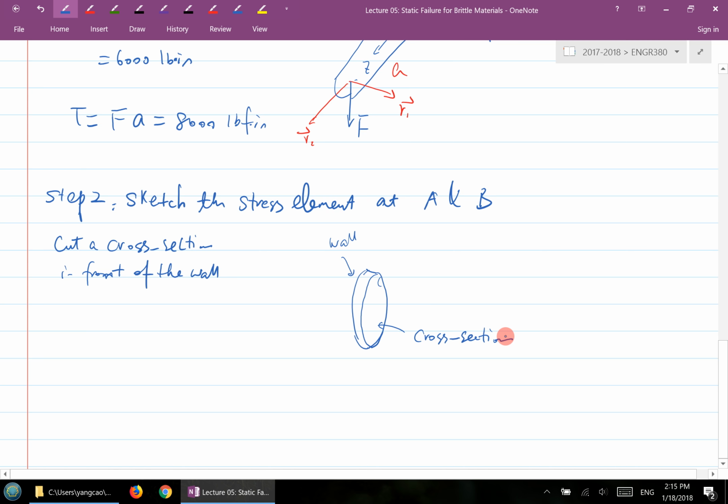Yeah. And now it's very, very thin cuts, because you're taking a stress element here. So now we're going to take a stress element here, and also take a stress element here. Okay.